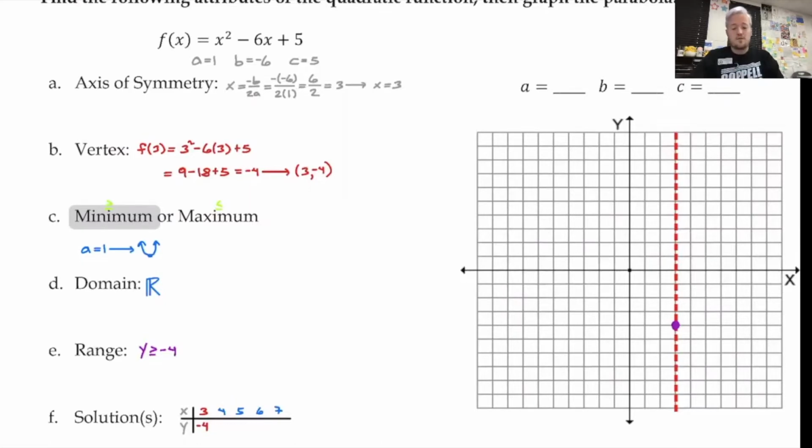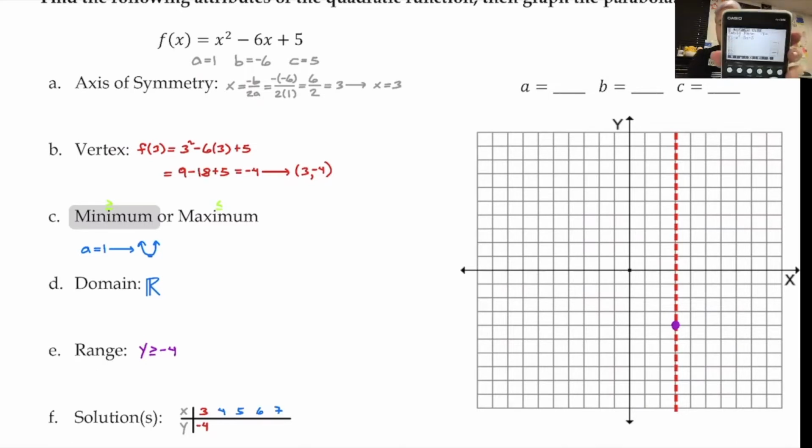All right, on the Casio, it's a similar situation. You want to press menu, and to get the table, you want function number 7. So we're going to the table. Press enter or execute. If you have anything in your Casio, press F2 to delete, and then F1 to confirm so that you can clear it. Then type in your function: x squared minus 6x plus 5.